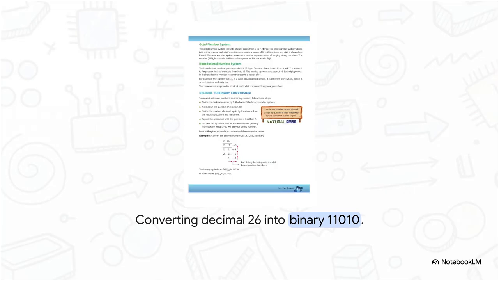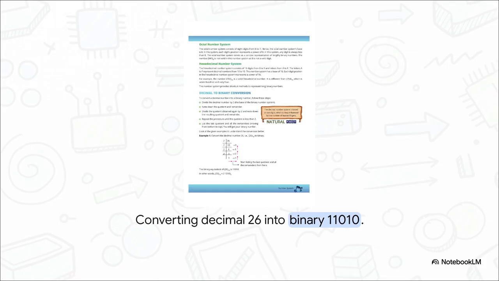Let's see this in action with the number 26. All right, 26 divided by 2 is 13, remainder 0. Divide 13 by 2, you get 6 with a remainder of 1. Divide 6 by 2, that's 3, remainder 0. Divide 3 by 2, that's 1, remainder 1.